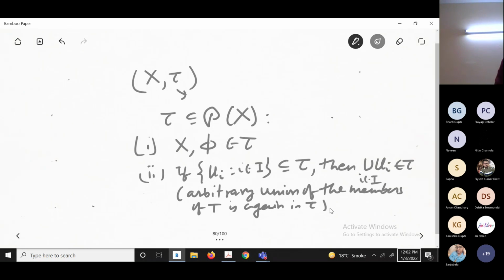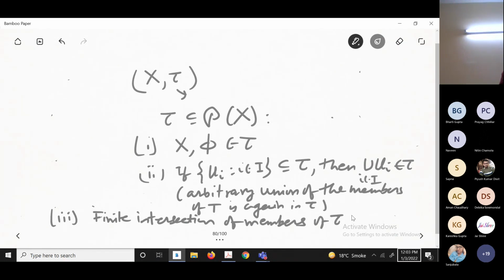Okay, the first one, 2 and 3. Finite intersection of members. I have taken 2, but by induction it will be the same thing. So finite intersection of members of tau is again in tau. So here you should be careful. For intersection, it is only finite. That you should be careful.